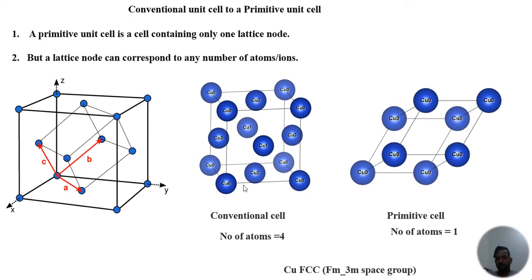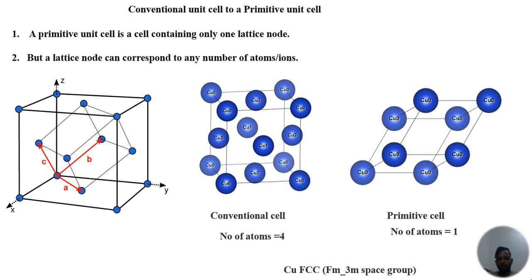If you consider the number of atoms for the conventional unit cell, you will find 4, which is very easy to find because 8 at the corners contribute 1 atom, and 6 at the faces contribute 3. So the total is 4. For the primitive cell it will be 1, because 8 atoms are at the corners. This is very easy to understand, but now this concept will confuse you.